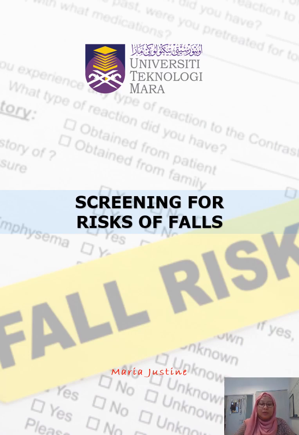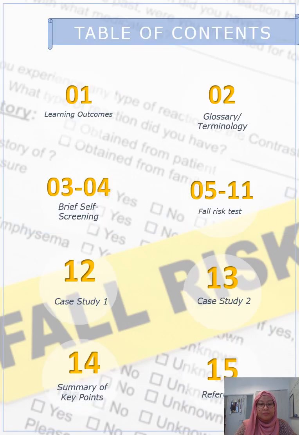In the previous lecture, we learned some of the risk factors of falling. What we are going to screen is any of the risk factors that hopefully we can prevent or modify. In this topic, we will look at the learning outcomes, some terminologies, the brief self-screening, the fall risk test, and we will summarize the key points.